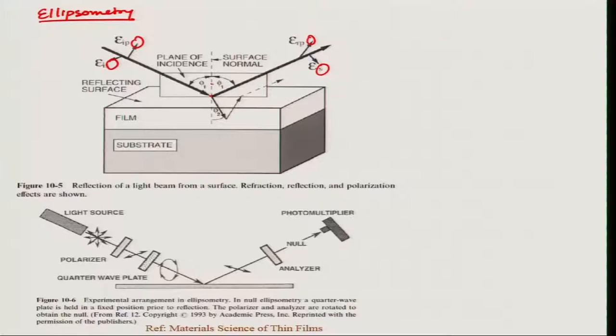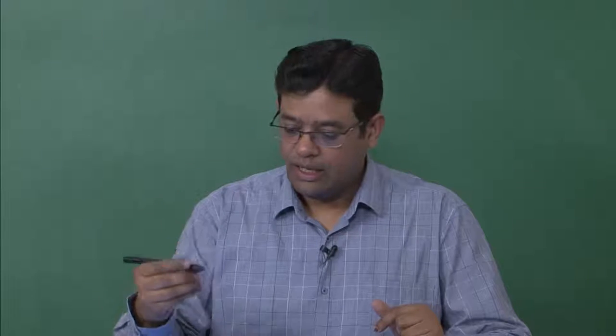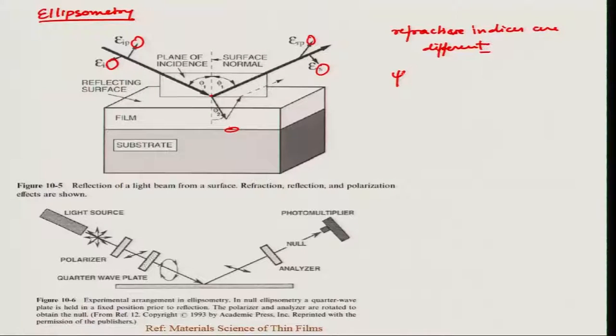Once you have this film, you will get this reflectance from the film top surface, and also from the bottom surface of the film. The material properties of these two are different, their refractive indices are different. So, based on the model of how much of the parallel or perpendicular components of electric fields are reflected, we can have two components, delta and psi. This psi is the amplitude ratio of reflected light, and delta is the phase difference.